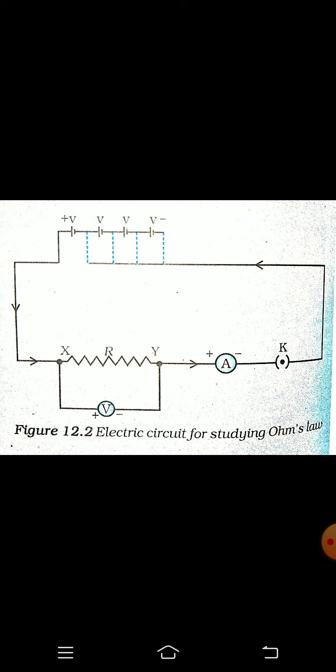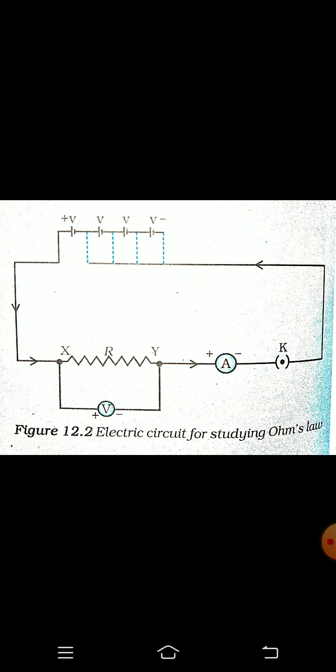Now we have to connect all these components as shown in the figure. Then what do we have to do? First we have to use one cell. So as I told you, there are 4 cells. From those 4 cells, only one cell we have to use. So the other 3 we have to remove. In place of the cells, we will keep only one.